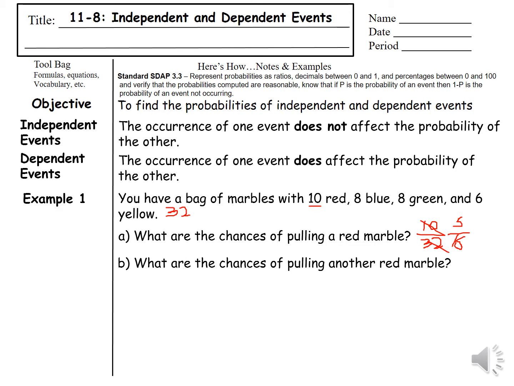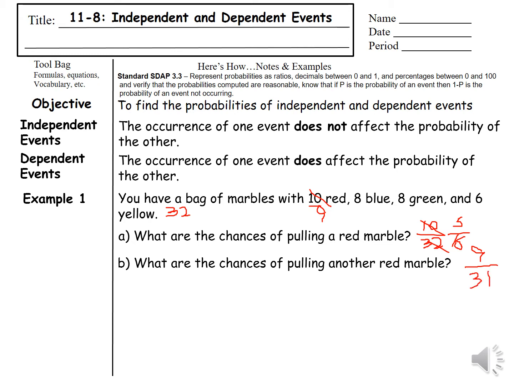So if they didn't put it back, after you take out one from the total of 10 red marbles, how many are left? We take one out of 10, so you have 9 red marbles left. Similarly, the total number of outcomes is no longer 32 because you took out one red marble. Now we have 9 red, a blue, a green, and 6 yellow, so you have 31 in total.